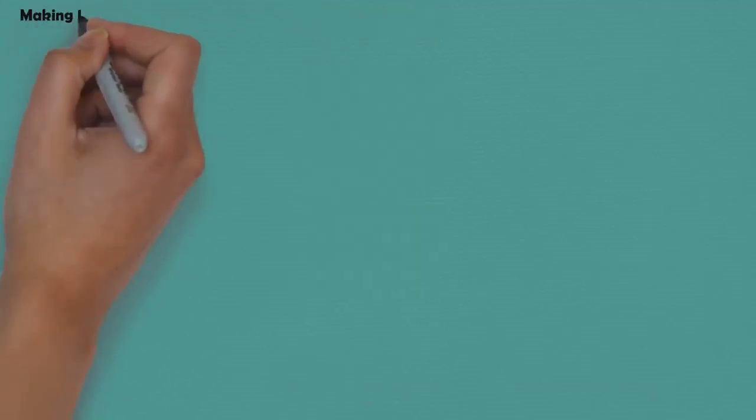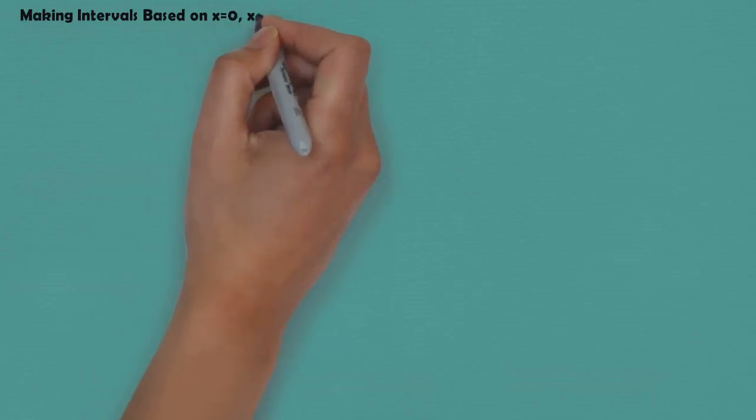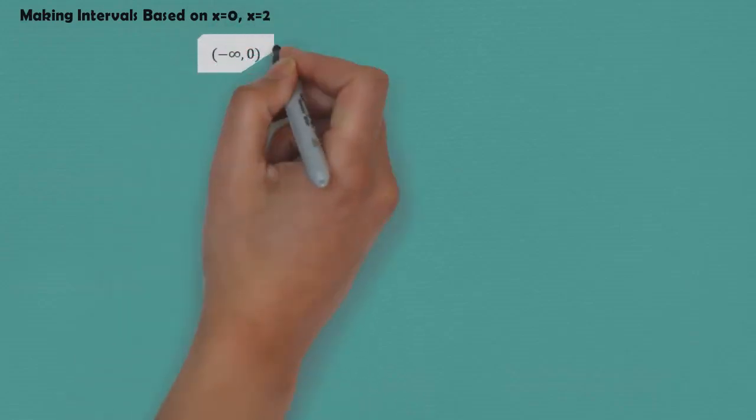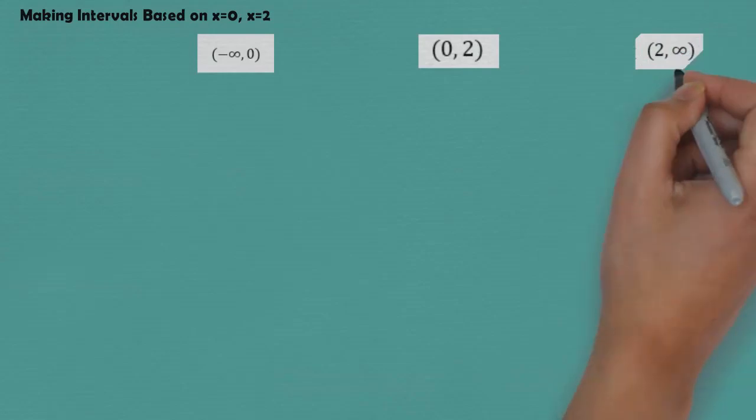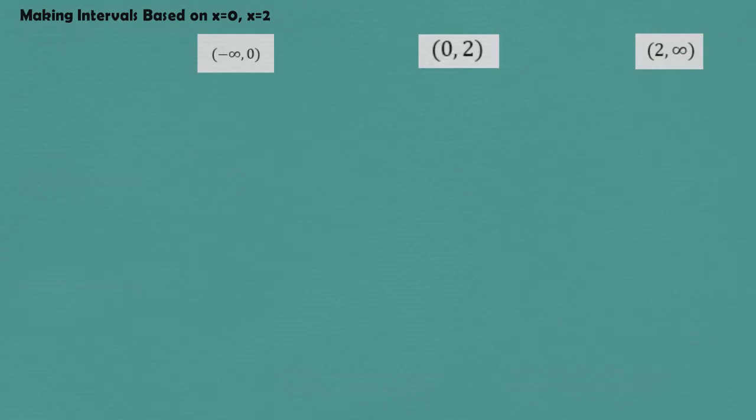So moving towards step 2, which is about making intervals based on x is equal to 0 and x is equal to 2. So the first interval is from minus infinity to 0. The second interval is from 0 to 2. And the third interval is from 2 to infinity. So these are the 3 intervals because the points we have are 2. If there are 3 points, the intervals will be 4 and so on and so forth.